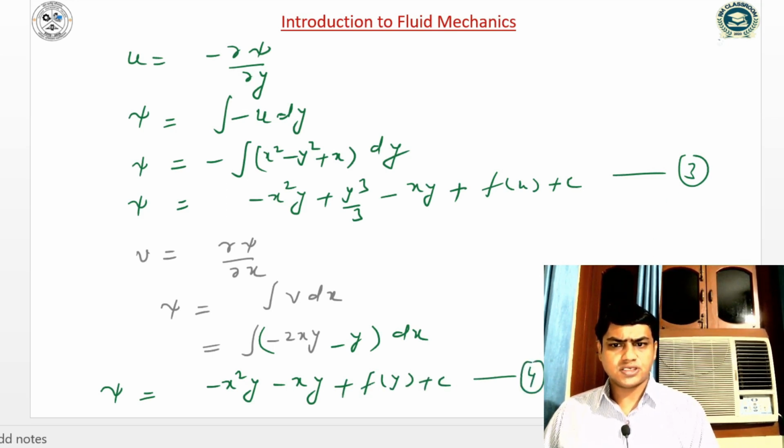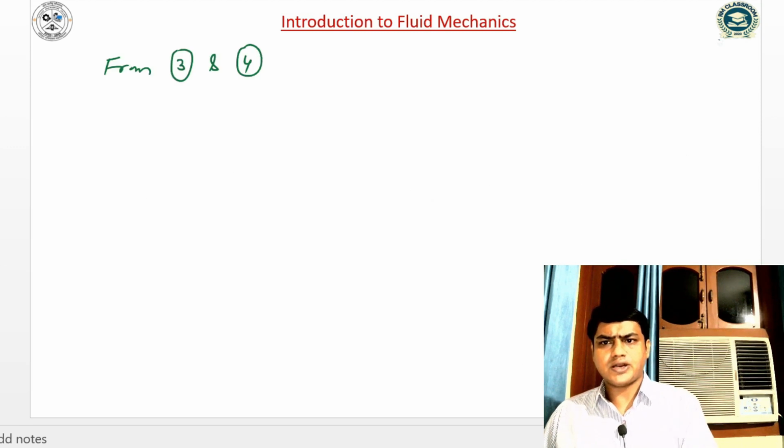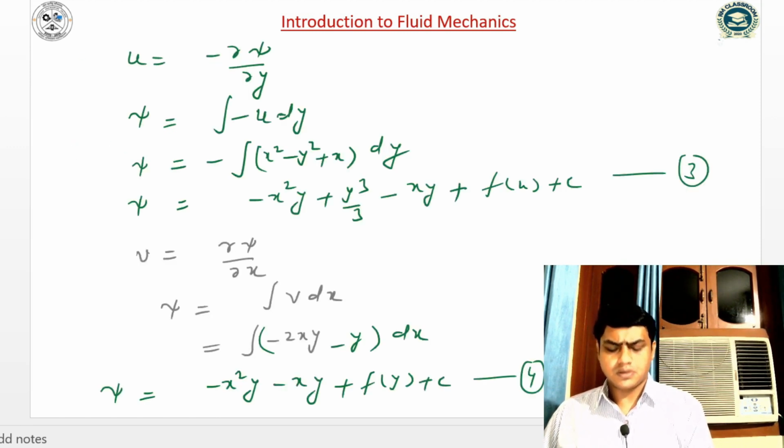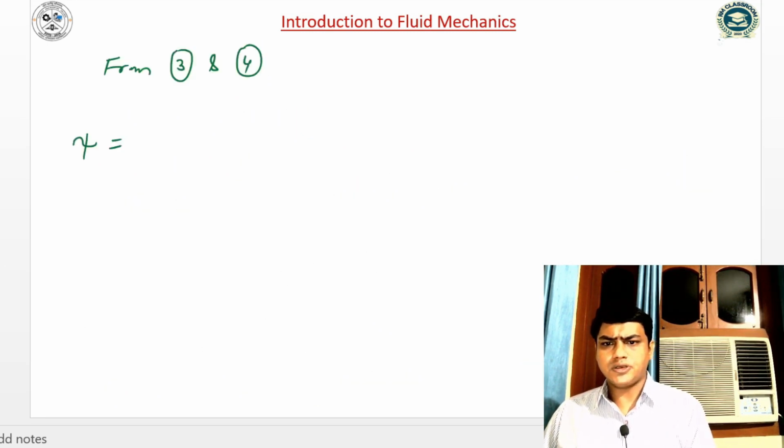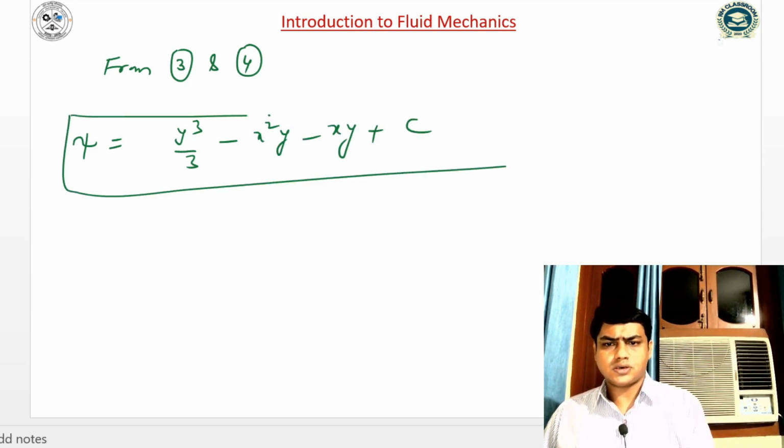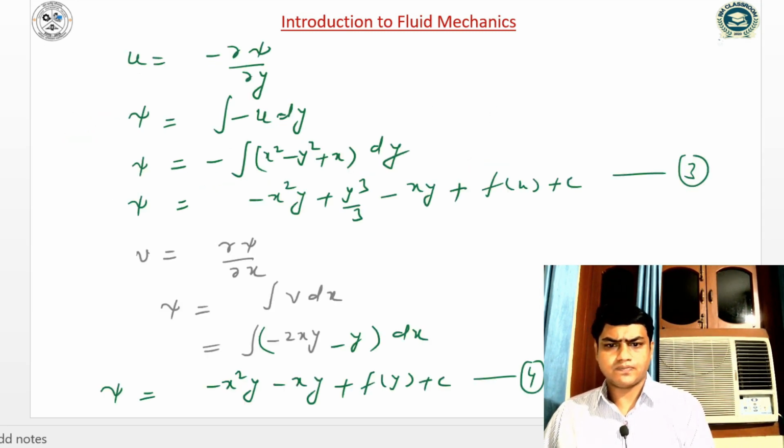So if we combine equation 3 and 4, we can write the stream function psi is equal to y cube by 3 minus x square y minus xy plus some constant c. So this is the equation of a stream function.